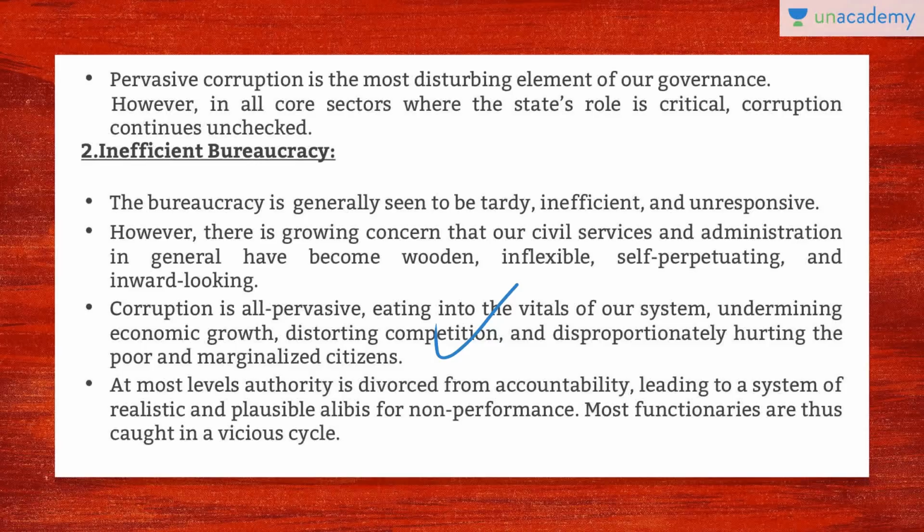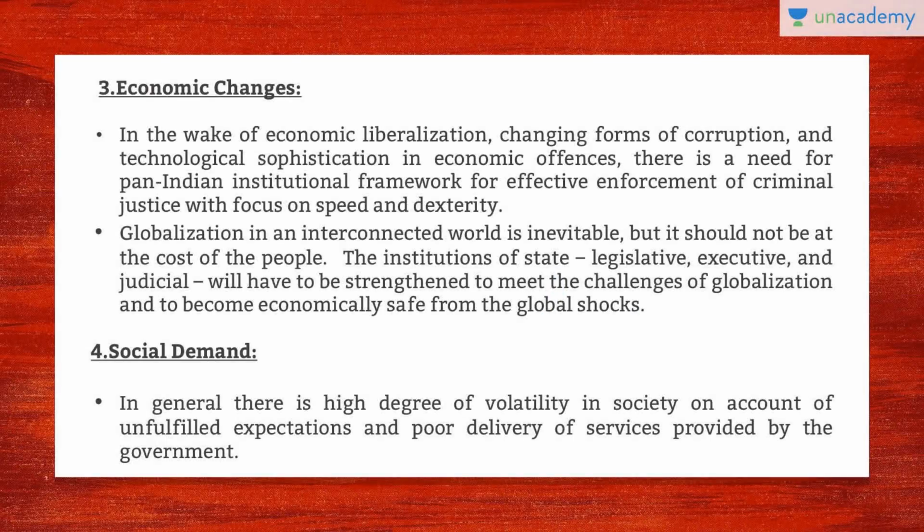And at most levels, authority is basically divorced from accountability. There is no accountability, and it is leading to a system of realistic and plausible alibis for non-performance, saying that this is not my responsibility. And most functionaries are therefore caught in a vicious cycle, so they are becoming hugely inefficient.